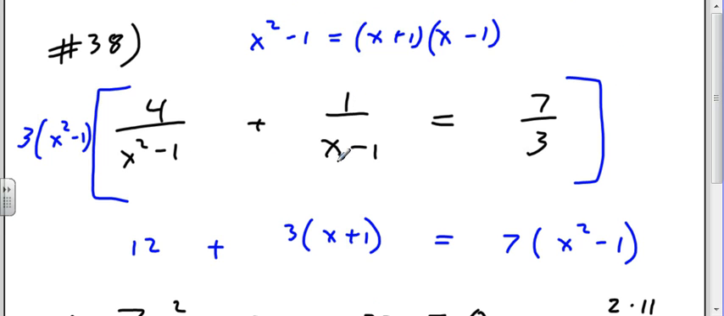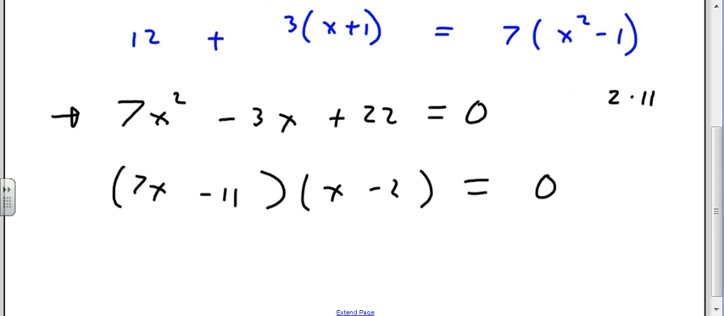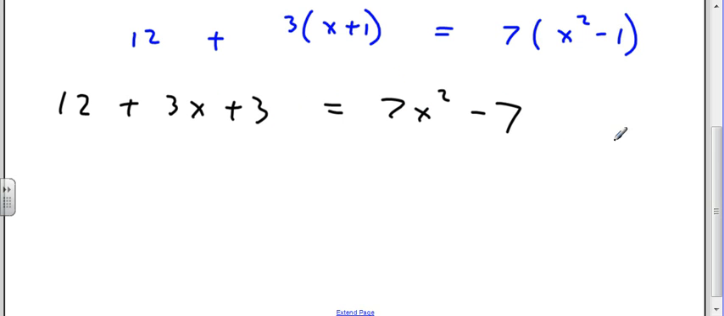4 over x squared minus 1, 1 over x minus 1, 7 over 3. Okay, so I did that right. I'm going to have 4 times 3 is 12. I'm going to have a 3 times x plus 1. I'm going to have a 7 times x squared minus 1. All right, so it looks like I did the first step right. So assuming that we did the first step right, we'll add some steps in here and see what I did wrong. 12 plus 3x plus 3, 7x squared minus 7.